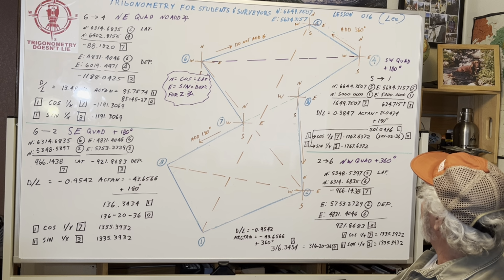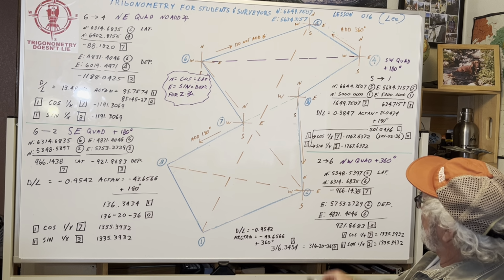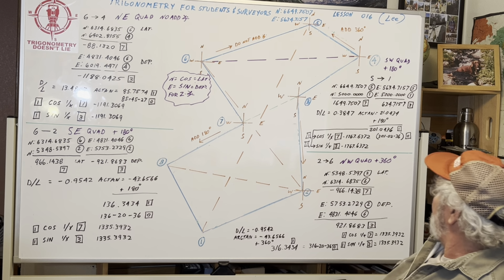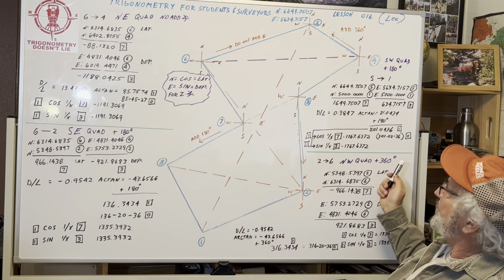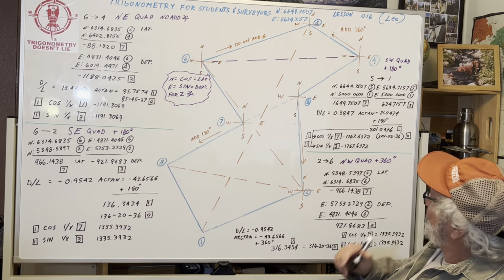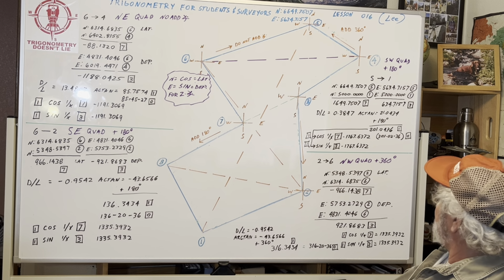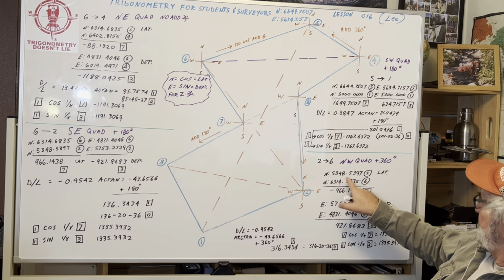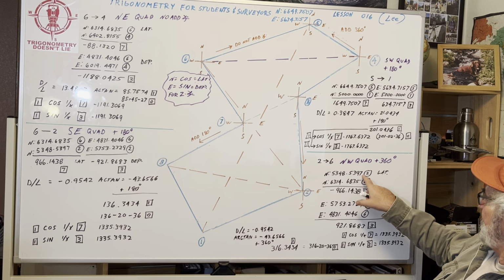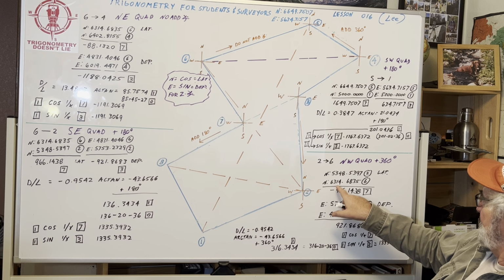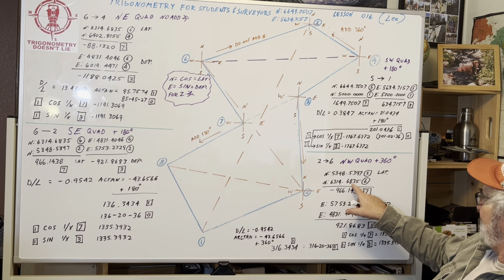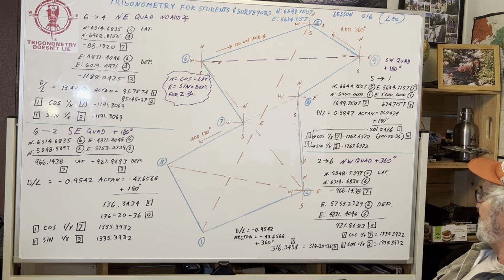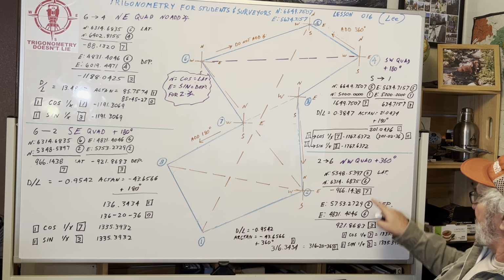And the last one is 2 to 6. This is angle 2. This is angle 6. And that's going to be the northwest quad. So we're going to add 360 when we're all done getting our bearings. So our northing for 2 is 5348.5397. Our northing for 6 is 6314.6835. Minus that, and we get a negative 966.1438. We store that under 7.